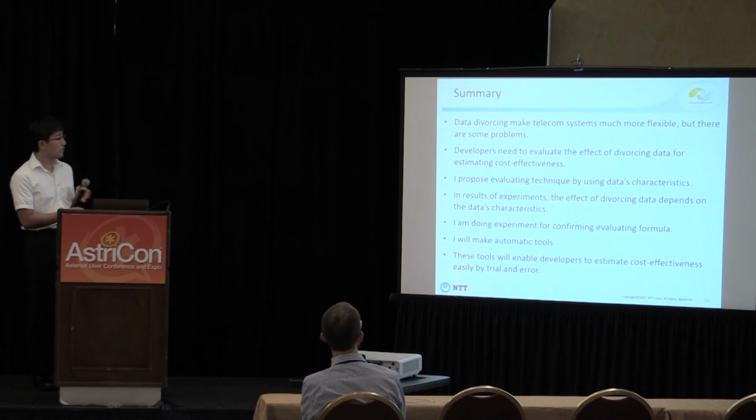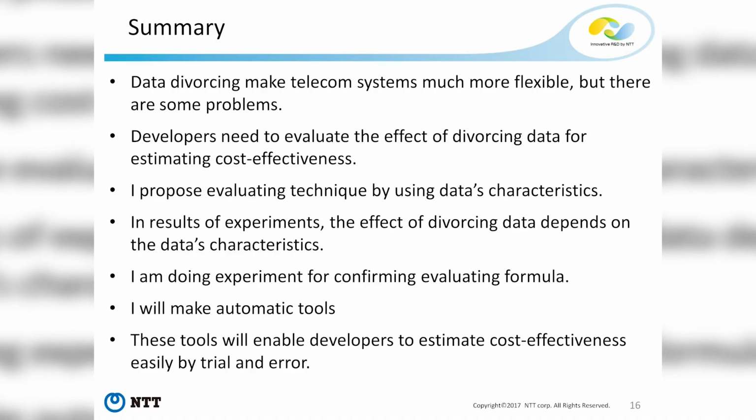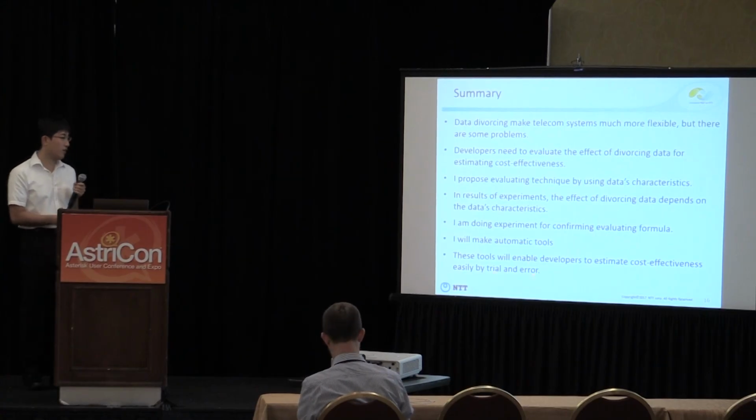I conclude the presentation. Data divorcing makes telecommunication systems much more flexible, but there are some problems. Developers need to evaluate the effect of divorcing data for estimating cost effectiveness. I propose an evaluating technique using data's characteristics. In the result of the experiment, the effect of divorcing data depends on the data's characteristics. I'm doing experiments for confirming the evaluating formula. I will make automatic tools. These tools will enable developers to estimate cost effectiveness easily by trial and error.